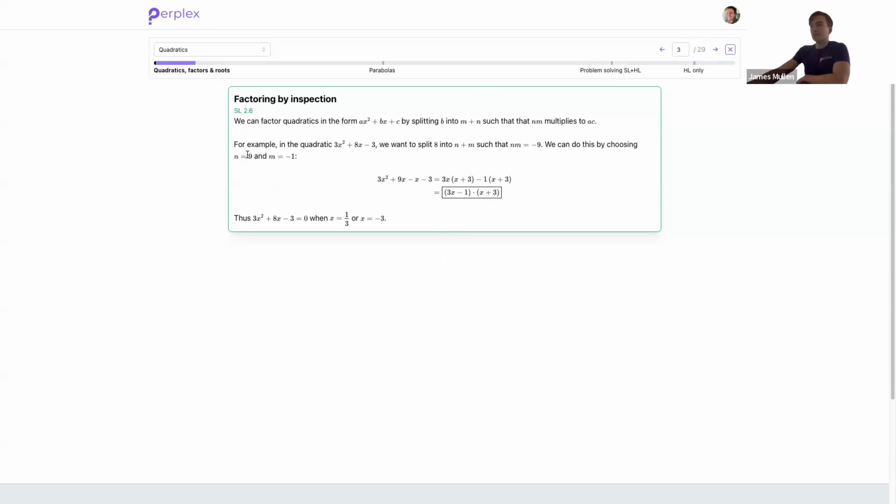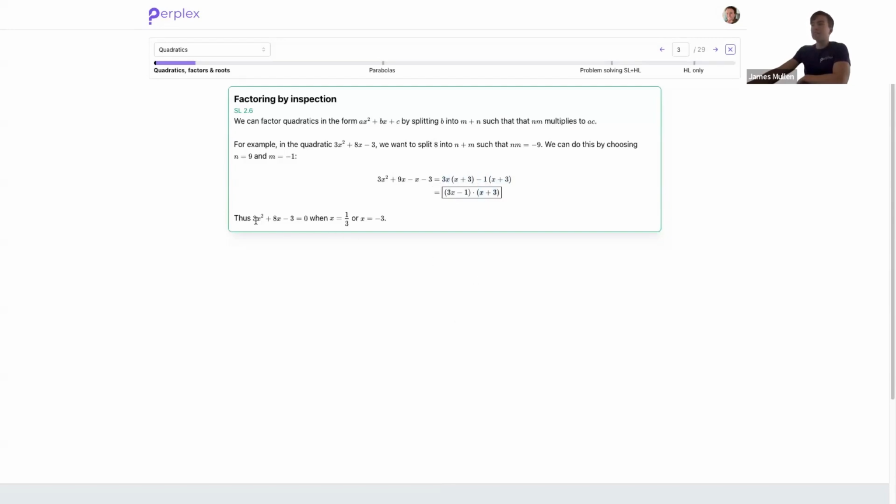So once I've seen n is equal to 9 and m is equal to minus 1, I split the middle term, the 8, into plus 8 plus 9 minus 1. So I do 3x squared plus 9x minus 3. And then that's going to allow me to identify some common factors. So the first two terms, I can factor out 3x and write 3x times x plus 3. And then the second term, I can factor out minus 1 and do minus 1 times x plus 3. And then because I have x plus 3 and x plus 3 is a common factor, I can factor that out, and I just get 3x minus 1 times x plus 3.